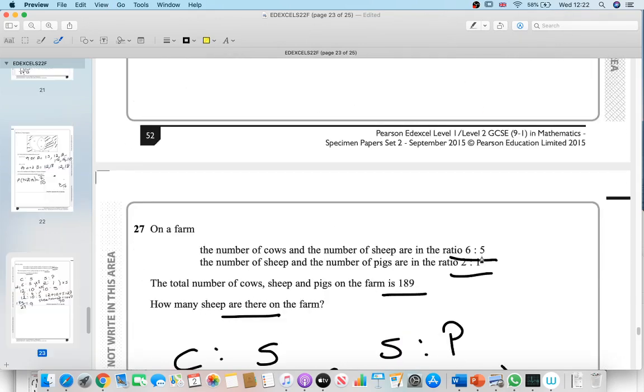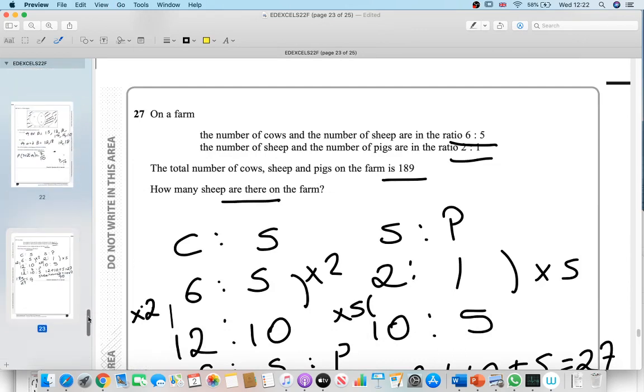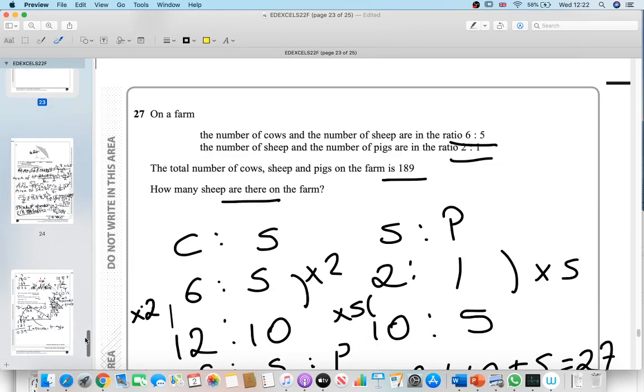Yeah, for that, guys. Right, guys, okay. Question number 27. So we're nearly there, guys. Last 2 questions to go now, or 3 questions.